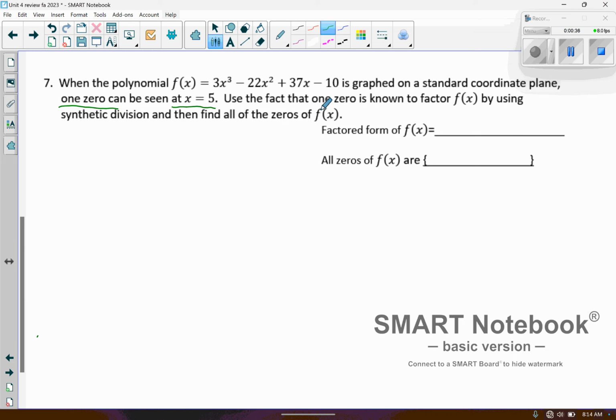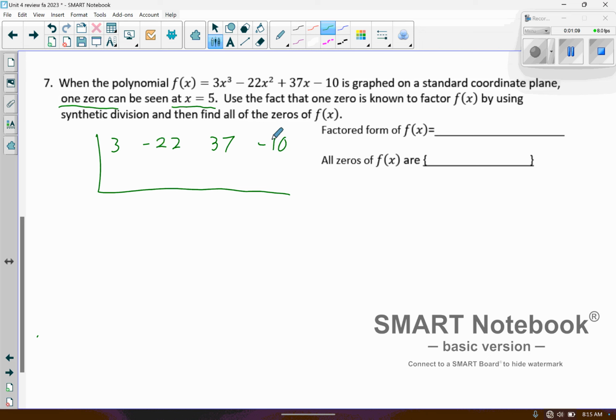So what they're telling us is that on the graph, it has an x-intercept at 5, which means if you plug in 5, it's going to cause this function to equal 0. We use that fact to help us with synthetic division to basically factor this. So we make our little rectangle and put the coefficients here. We start with 3, and then negative 22, 37, and then negative 10.